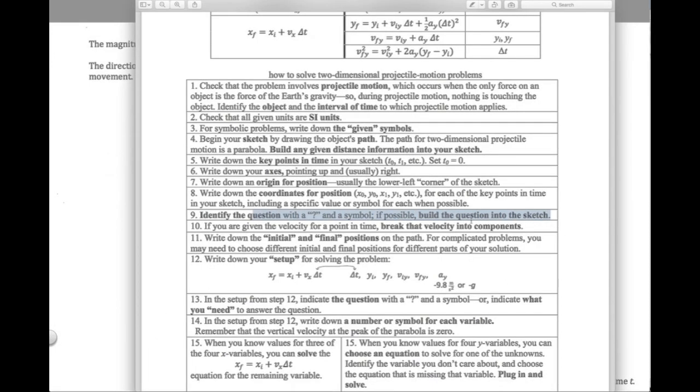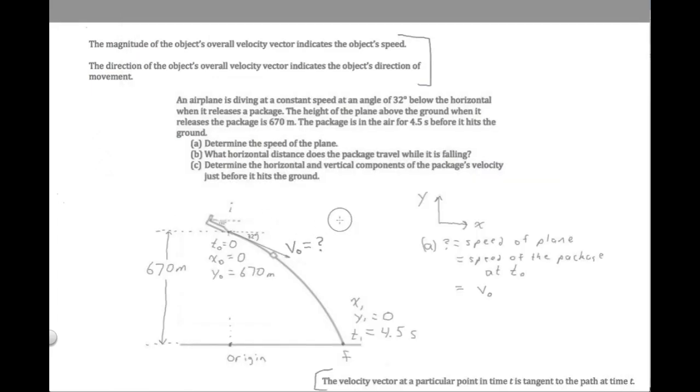Well, we've completed this step, and now it's time to move on to this step. Now, notice that this step doesn't actually seem to apply to this problem. This is a step that we can complete when we're given the velocity for a point in time. Then if we're given the velocity, we can break that velocity into components. But in this problem, we were not given a velocity.